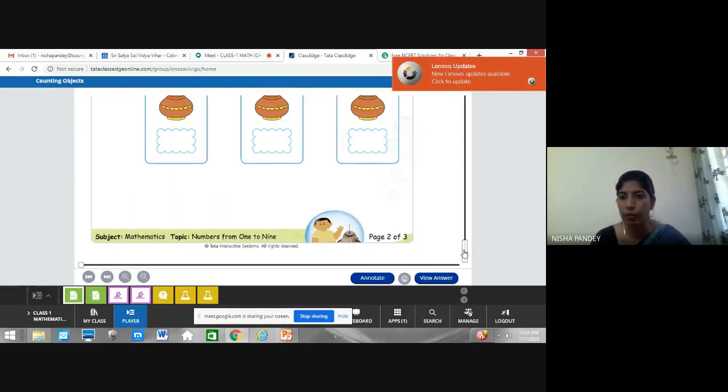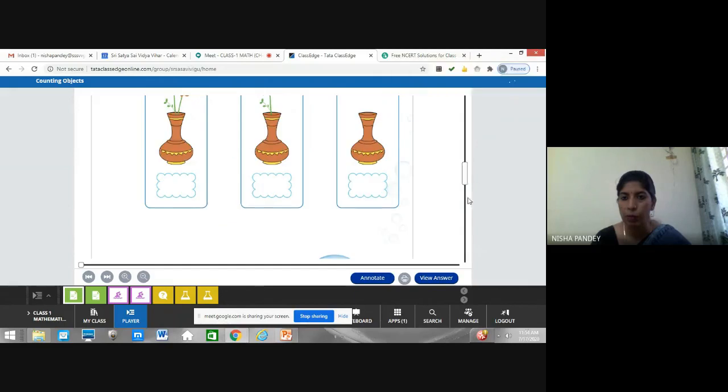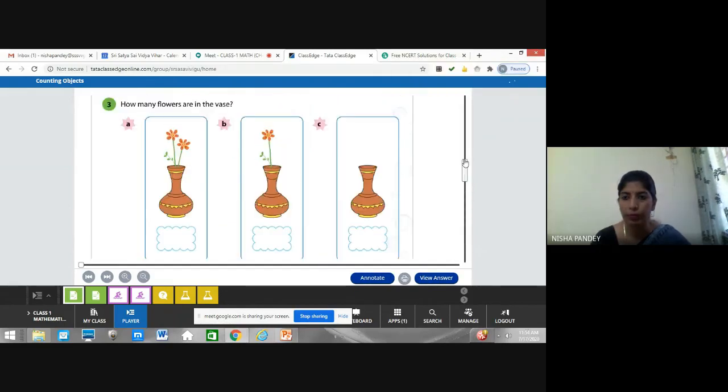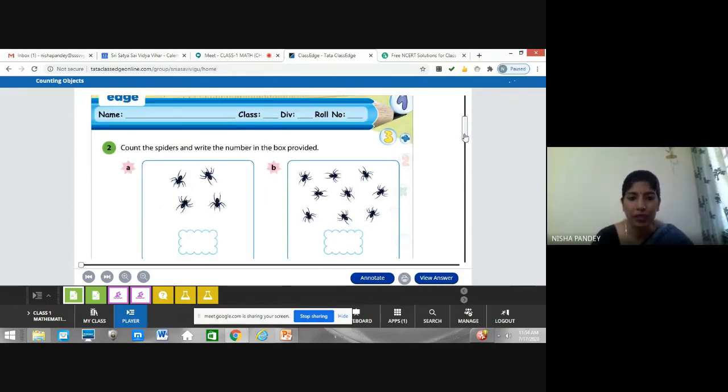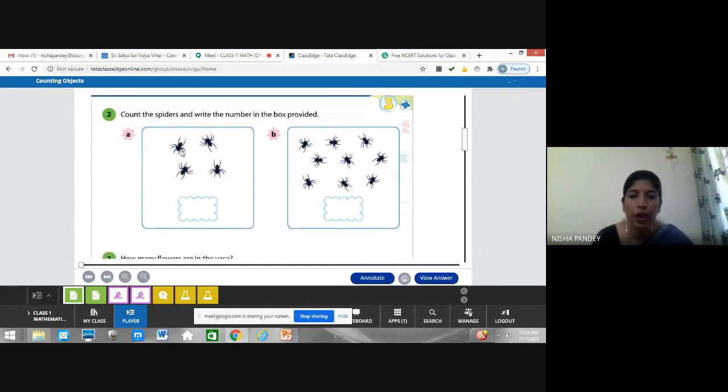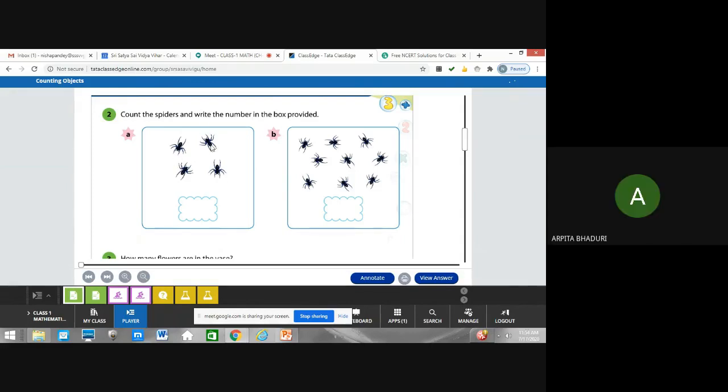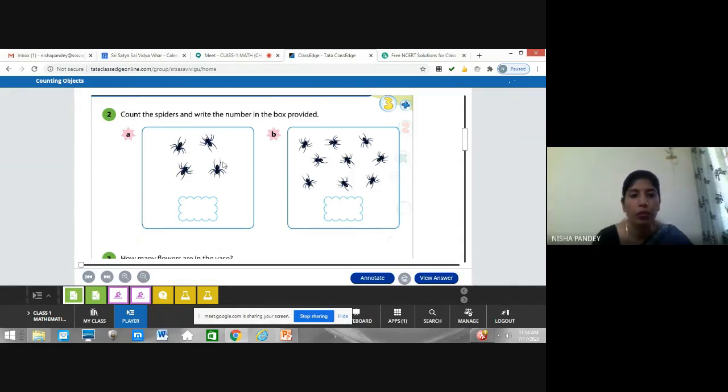Yes. Count the spiders and write the number in the box provided. Now, here you have to count the spiders. How many spiders are here? Can you count this box? Ma'am, four. 1, 2, 3, 4. So we are going to write here 4.